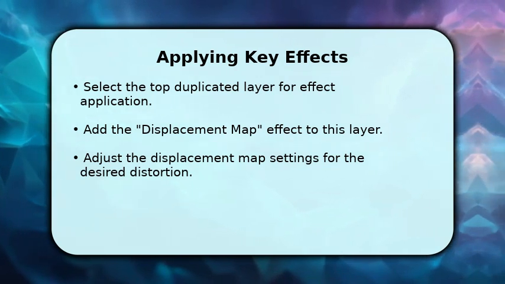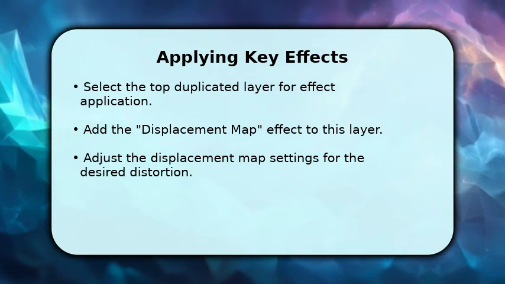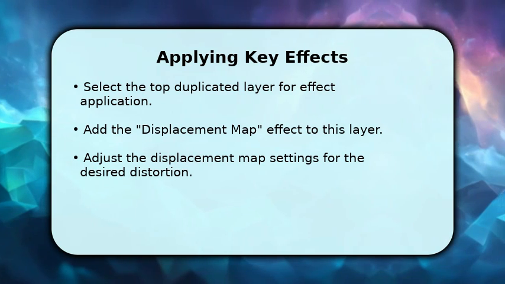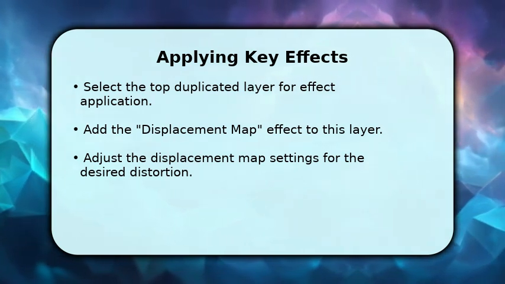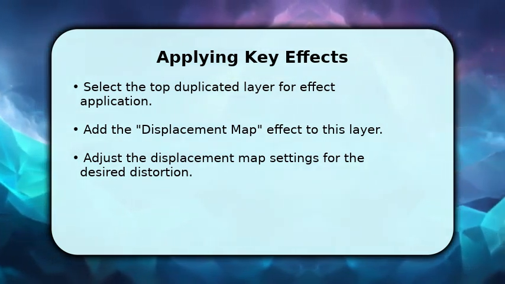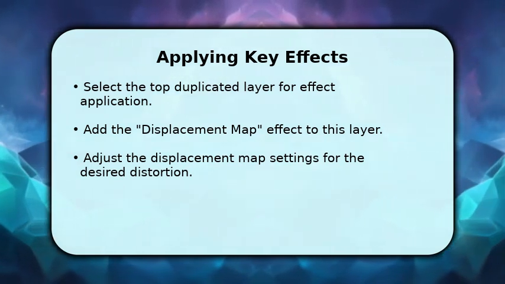Go to the Effects panel and add the displacement map effect to this selected layer. Carefully adjust its settings, particularly the X and Y displacement values, to introduce a subtle yet noticeable distortion. This effect is fundamental for creating the ethereal, ghost-like appearance as the zoom occurs.